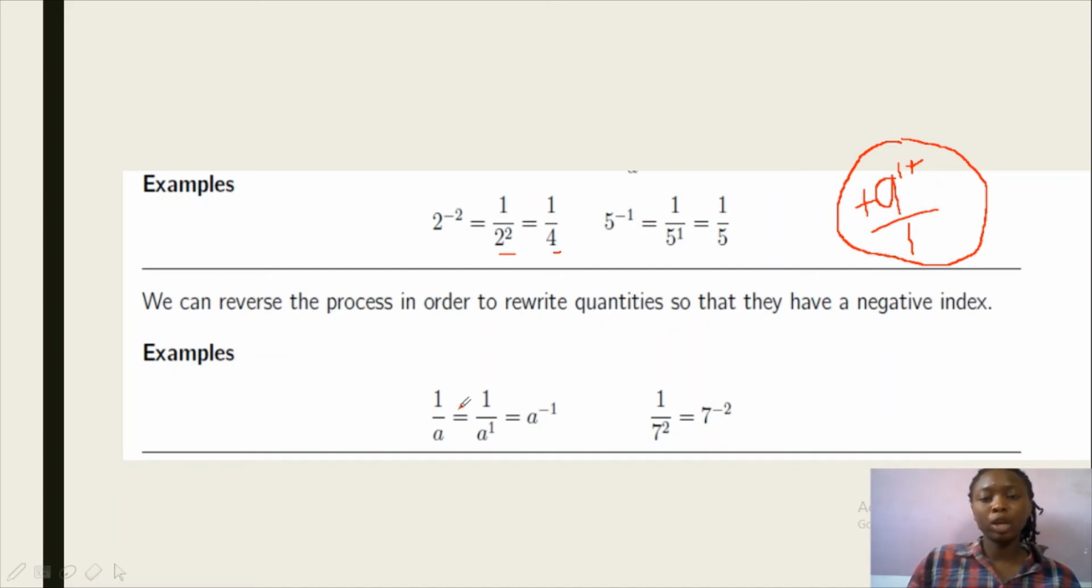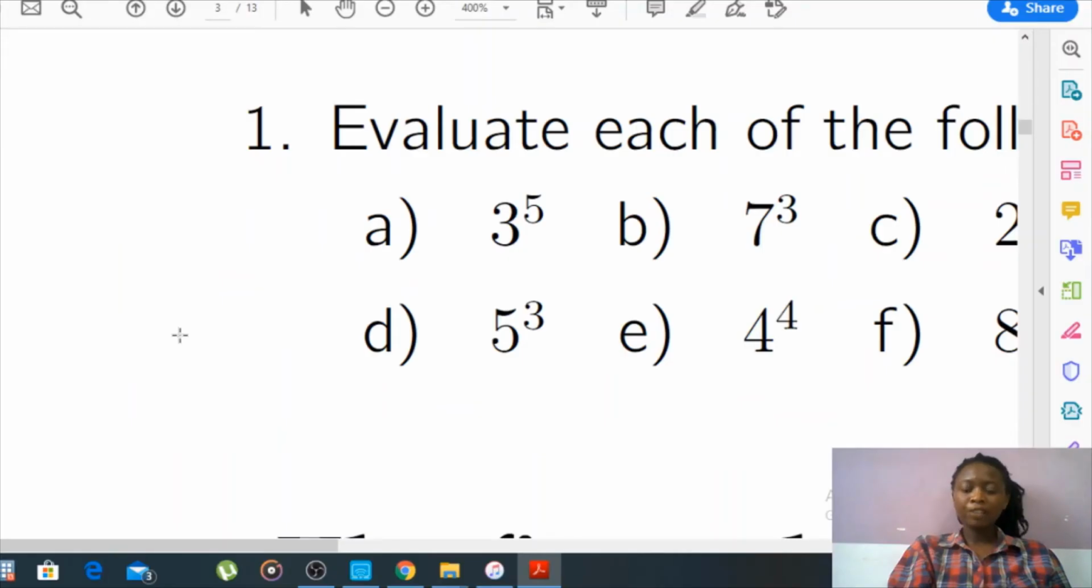So the example here: 1 over a is equal to a raised to the power negative 1. And 1 over 7 raised to the power 2 is the same as 7 raised to the power minus 2. I have a few examples here I would like us to solve.